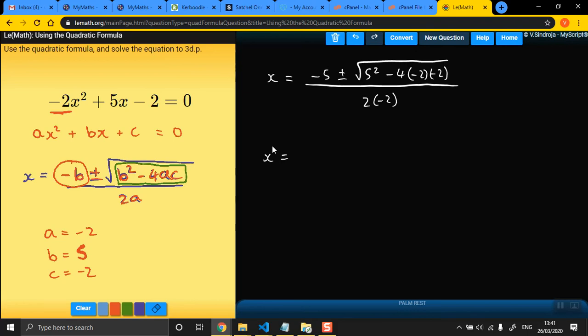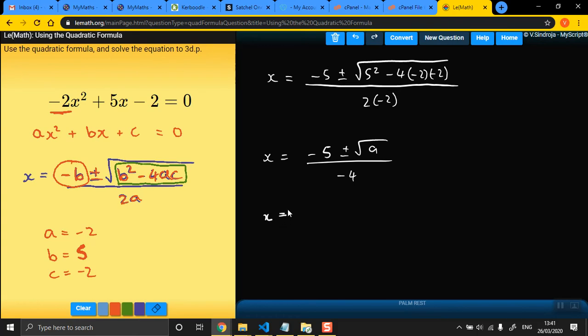So it's take away 4 times negative 2 times negative 2, and that gives you 9. So it's minus 5 plus or minus the square root of 9, divided by 2 times minus 2, which is minus 4. Okay, so this is the formula so far. Now what we're going to do is actually work out what x is.